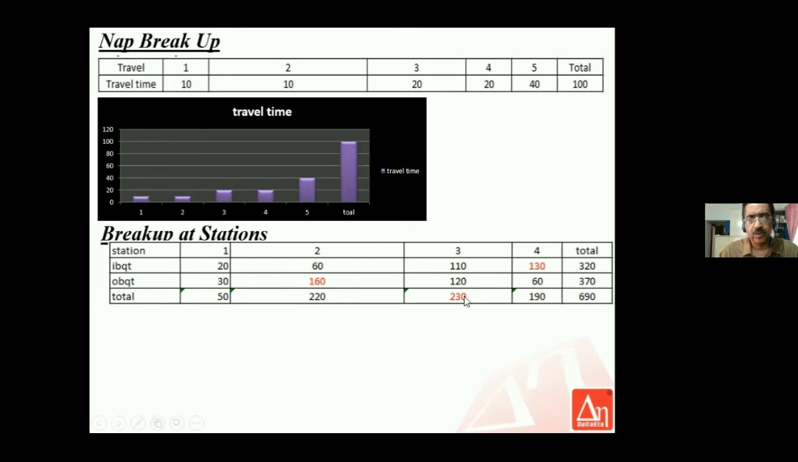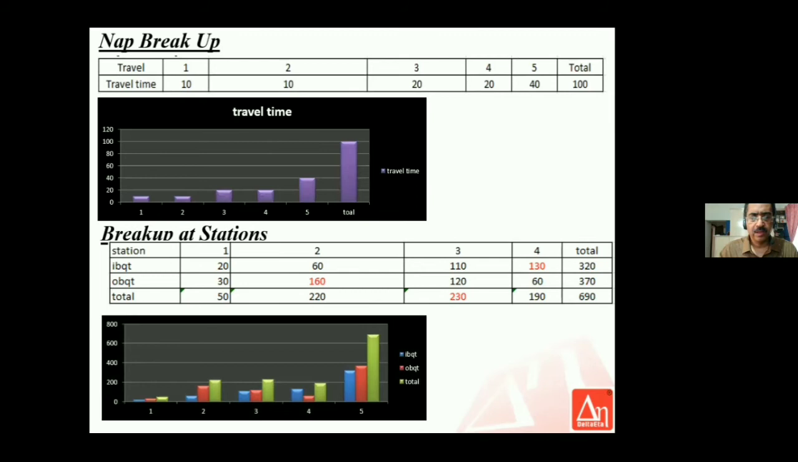Okay. So the total is maximum in station number 3, which is the welding station, at 230 minutes. So the waiting time is maximum at the welding station, whereas if you only look at the IBQT, it is maximum in 4, which is the painting line, and the maximum OBQT is in 2, which is the notching and folding station. Okay, it's 160 minutes. So you get a Manhattan graph like this.